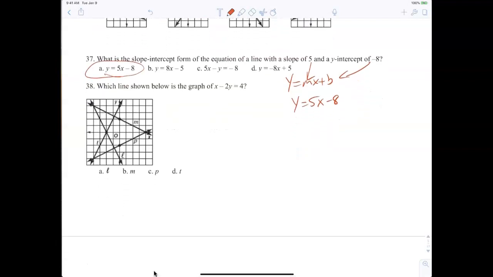Which line is x minus 2y equals 4? So in this case, my recommendation is probably to put it into slope-intercept form. So x minus 2y equals 4, negative 2y equals negative x plus 4, dividing by negative 2, you get y equals 1/2 x minus 2. All right, so now I'm looking for a y-intercept of negative 2 and a slope of 1/2.